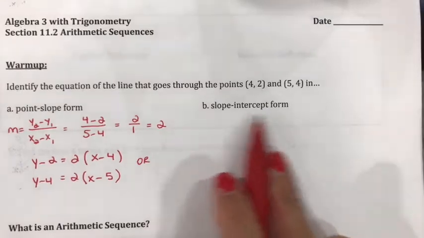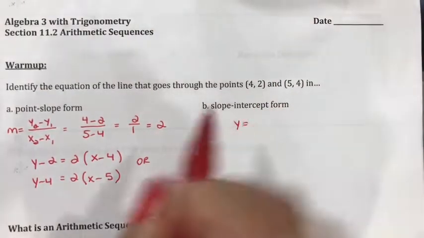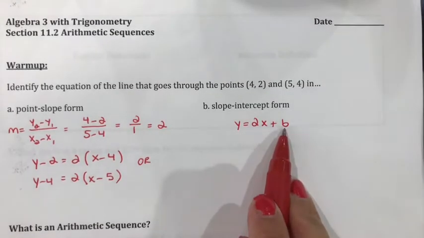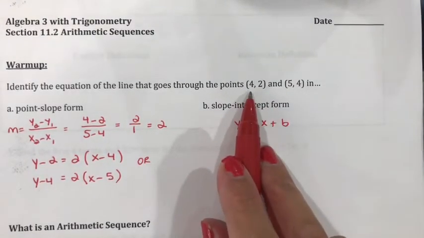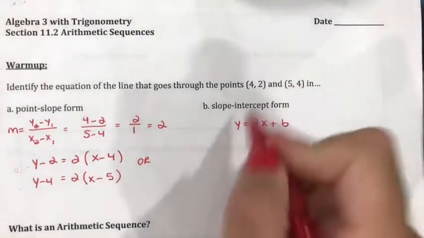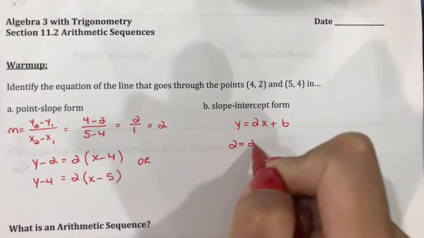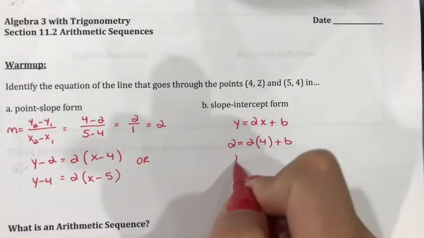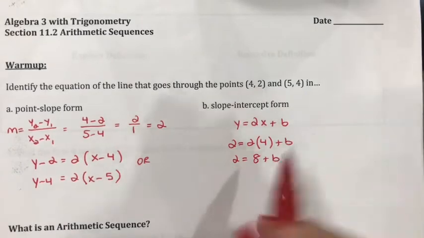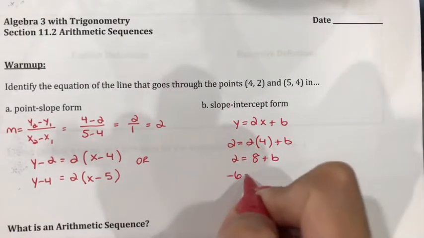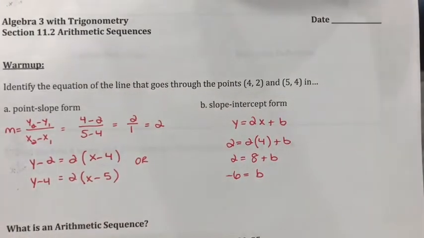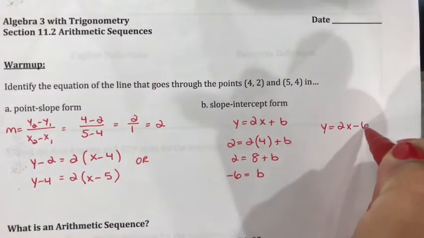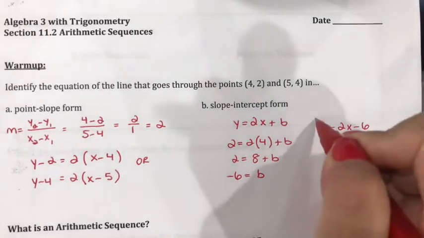Okay, now if I wanted to rewrite in slope-intercept form, I know that my slope is 2. The problem is I don't know the b value. So I would need to plug in one of the coordinates. Let's plug the first one in. So you put the 2 in for y, the 4 in for x. So we have 8 plus b. Move the 8 over, and you get a b value of -6. That tells us the equation is 2x minus 6.